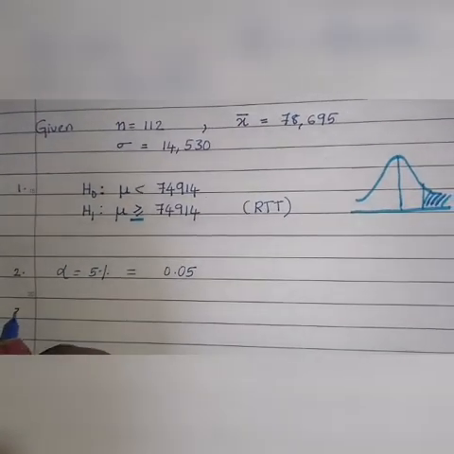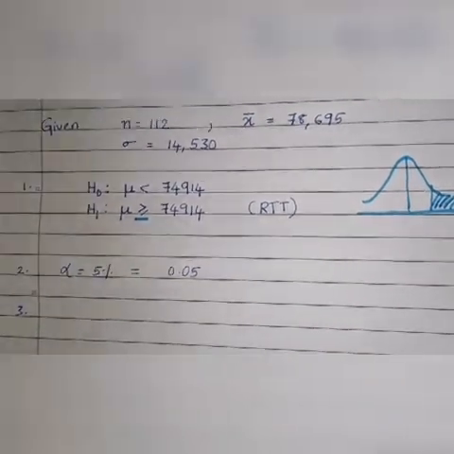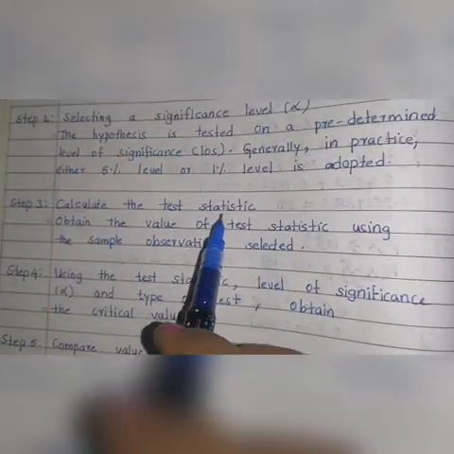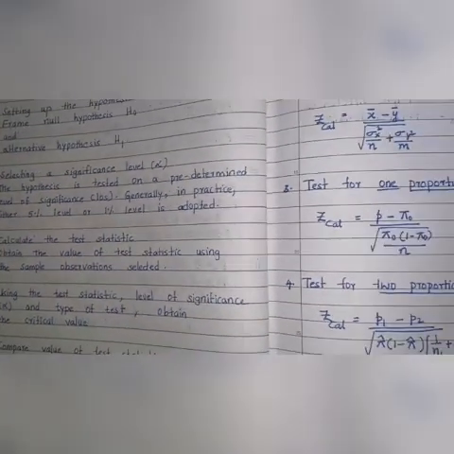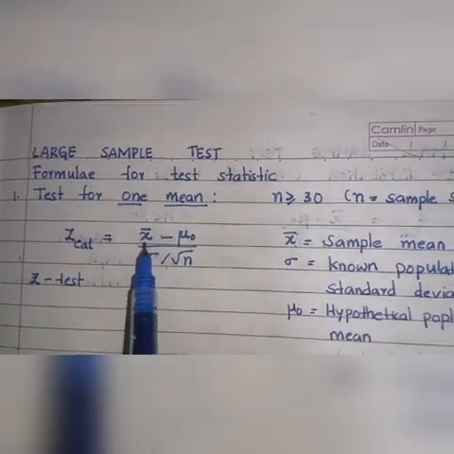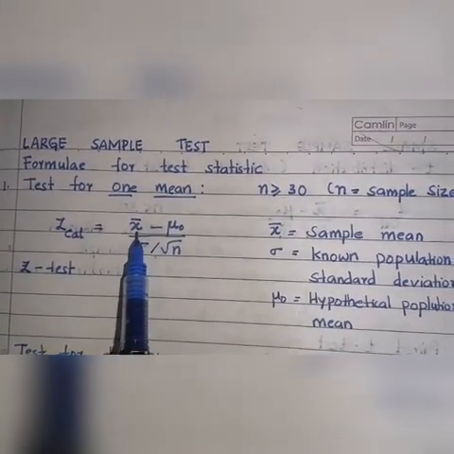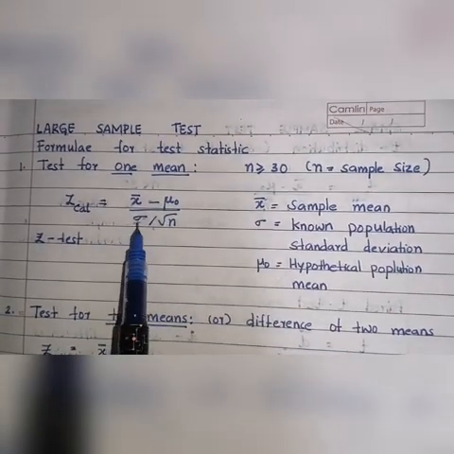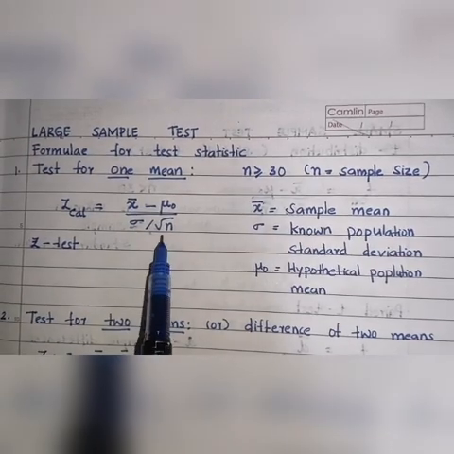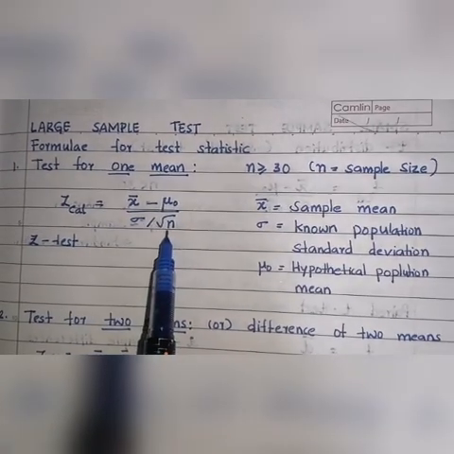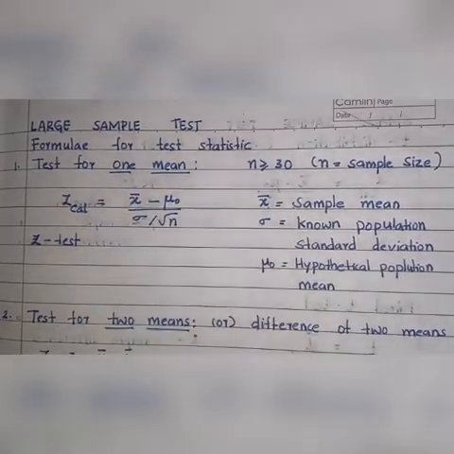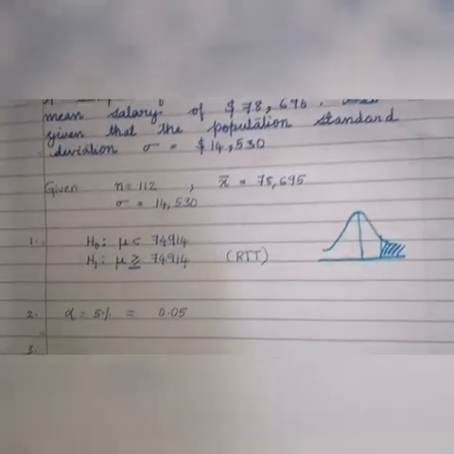Now coming to the third step. The third step is to calculate the test statistic. Now we have to decide which formula has to be used. According to the question, we have been given a sample average, we have been given a population average, we have been given the standard deviation of the population, and we have also been given the sample size. So for one mean, this is the formula. Use this formula and calculate the test statistic.